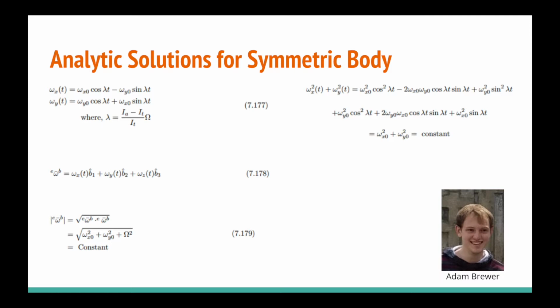We know that omega z of t is a constant, capital Omega, and that the omega vector is omega x of t plus omega y of t plus omega z of t. Putting all of this together, we see that the magnitude of omega is the square root of omega x naught squared plus omega y naught squared plus capital Omega squared, which is a constant.